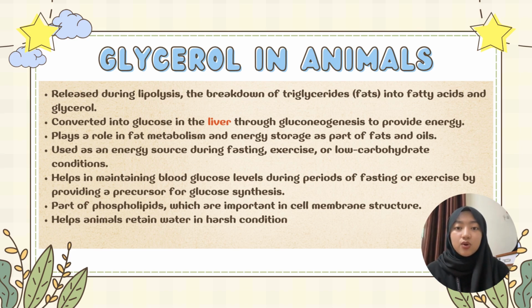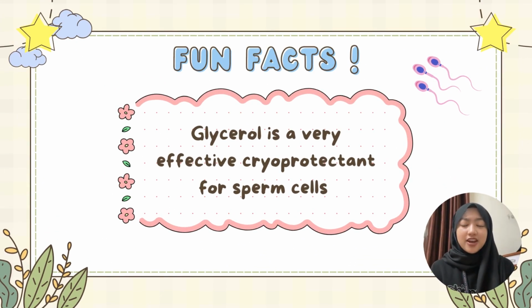Not only that, glycerol also helps in maintaining blood glucose levels during periods of exercise by providing a precursor for glucose synthesis. Next, glycerol is a part of phospholipids which make up cell membranes in animals. Lastly, glycerol helps plants and animals retain water, particularly in harsh conditions. Fun facts: glycerol is a very effective cryoprotectant for sperm cells and is commonly used in sperm cryopreservation. This is because during freezing, glycerol can lower the freezing point and protect sperm cells from damage. Besides, glycerol can help to balance osmotic pressure and reduce intracellular ice damage.